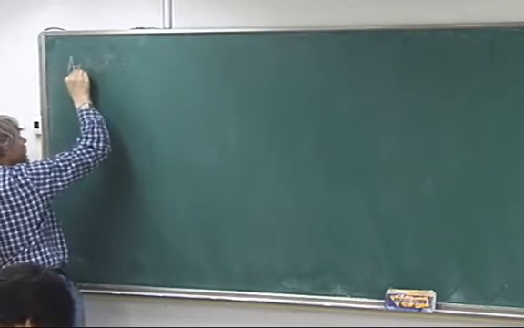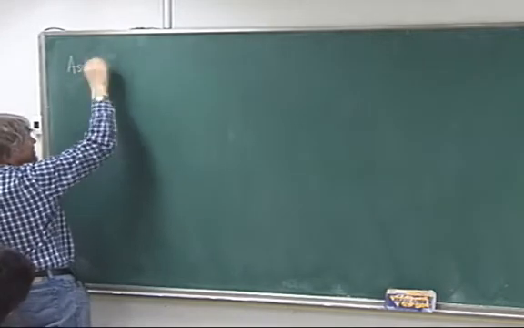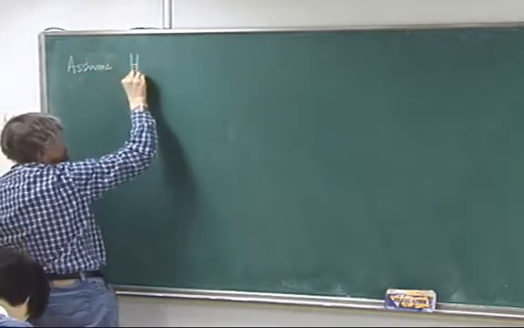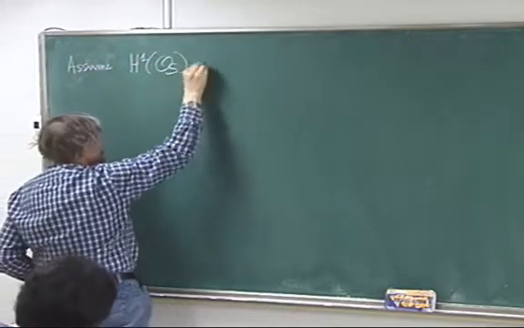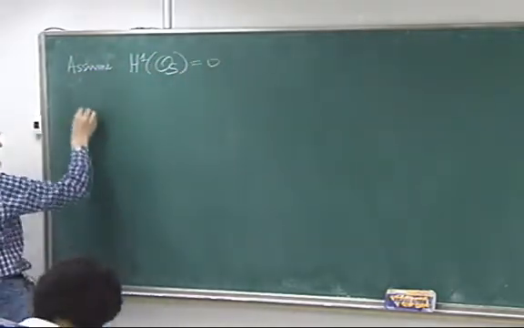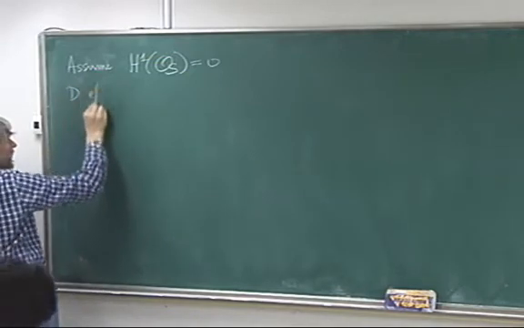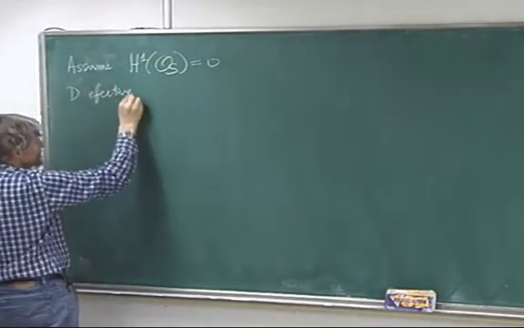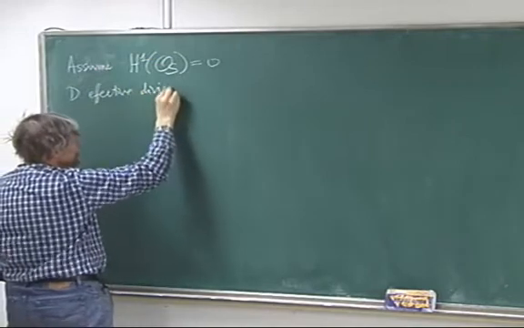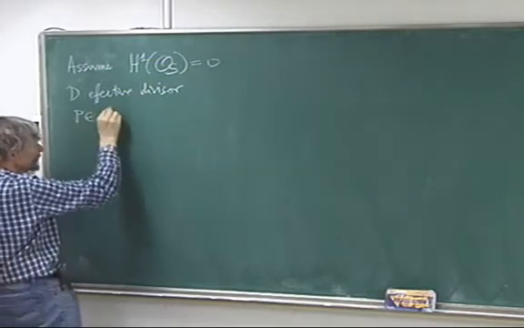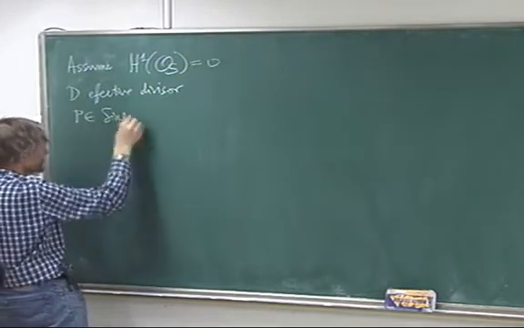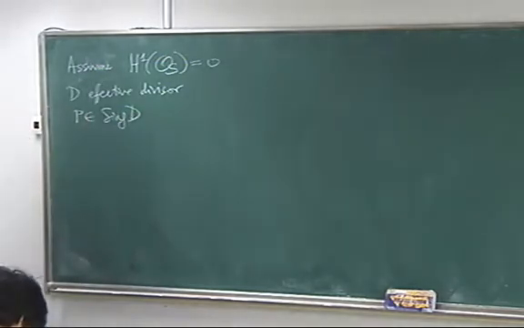Assume S is a non-singular projective surface. Assume H1 of the structure sheaf OS is 0. And D is an effective divisor. And P in D is a singular point. So it's either a singular point of one of the components, or it's a point of multiplicity on D greater than or equal to 2.